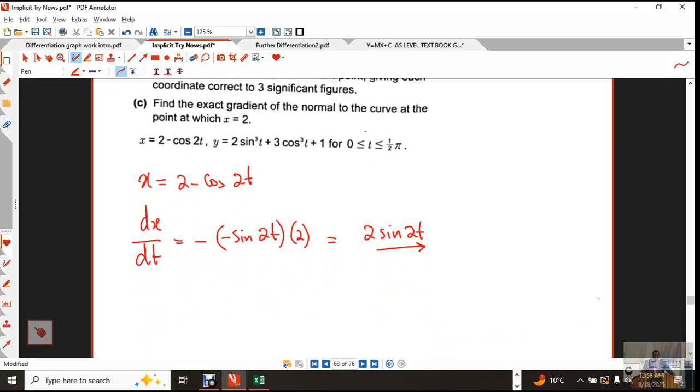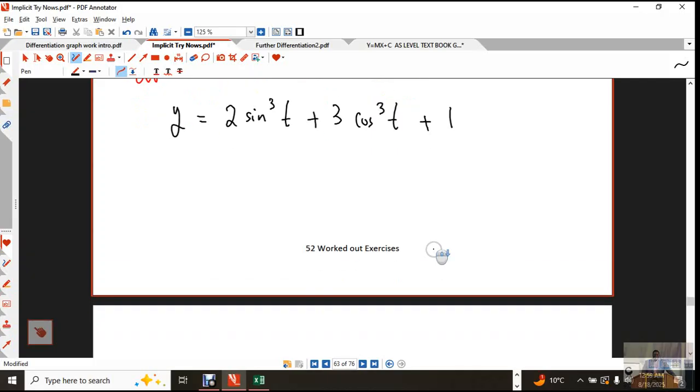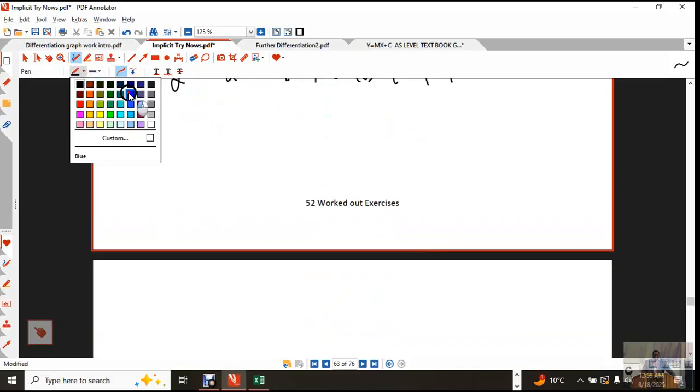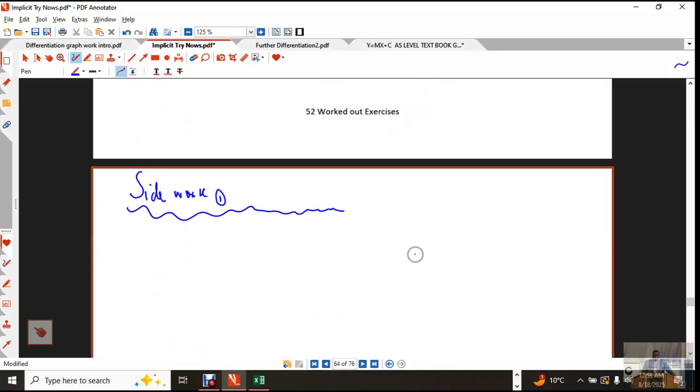The one that is going to be a little bit more work though is y. y equals 2 sine cubed of t plus 3 cos cubed of t plus 1. I'll spend a bit of time with this one. What I'm going to do is divide them into two parts. So let me say this is going to be my side work 1. We're going to find the derivative of sine cubed of t.